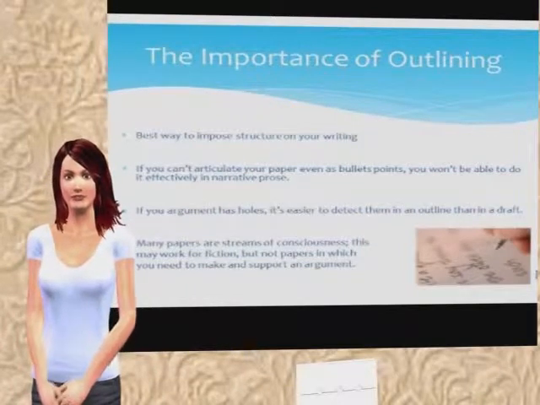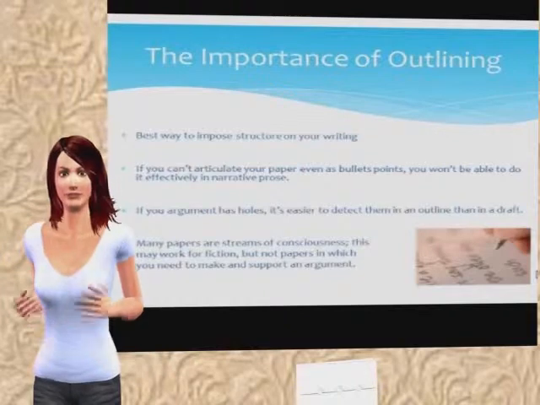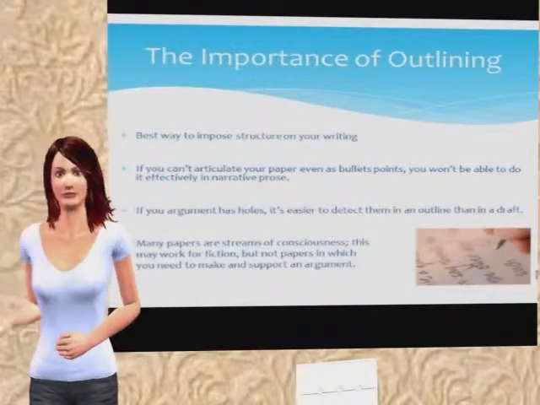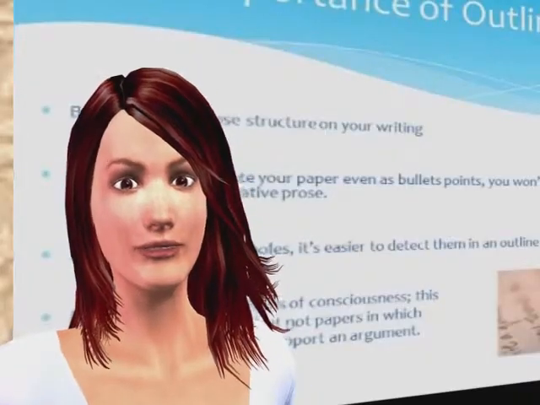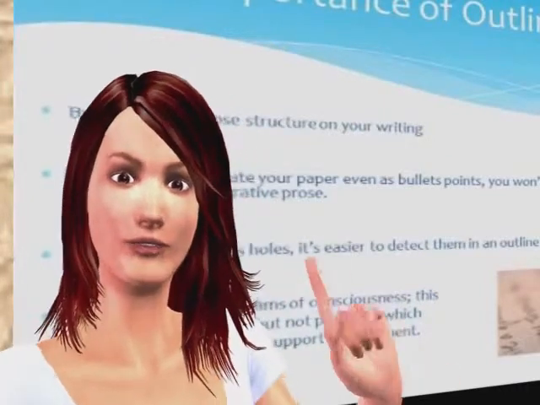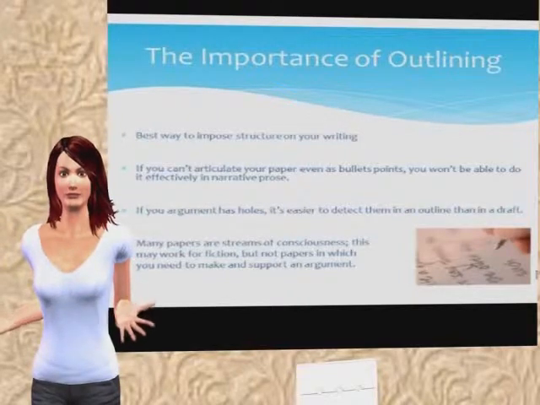But outlining is really the best way to impose structure on your writing. And I've learned that if you can't really articulate your paper even as bullet points in outlining form, you're going to have a very difficult time doing it effectively in narrative prose. So this is a really good way to ward off writing anxiety and writer's block if you have a good sense of what you're going to be writing first.